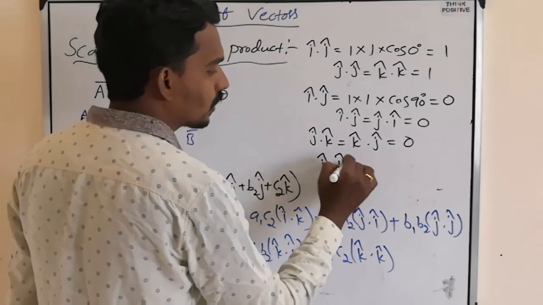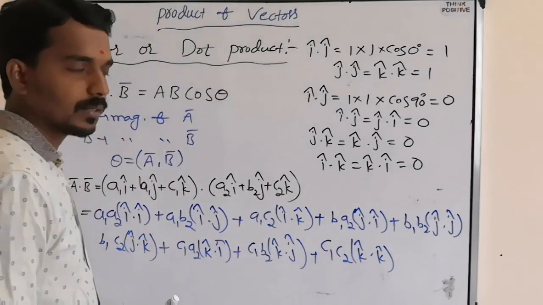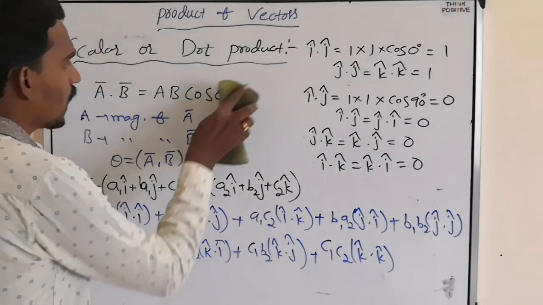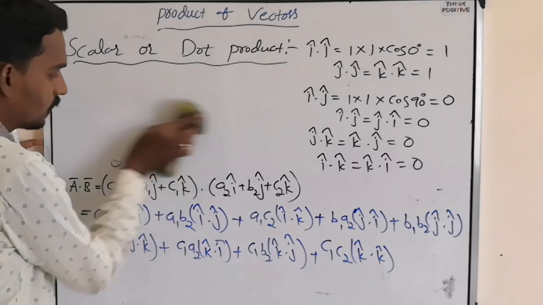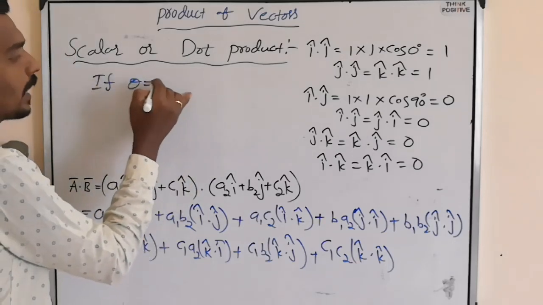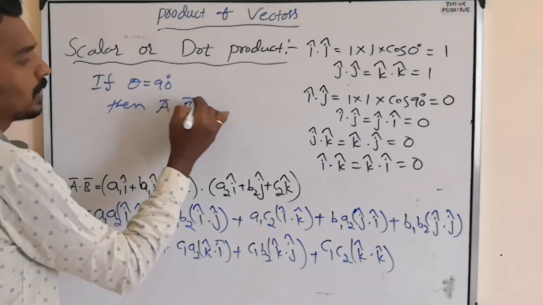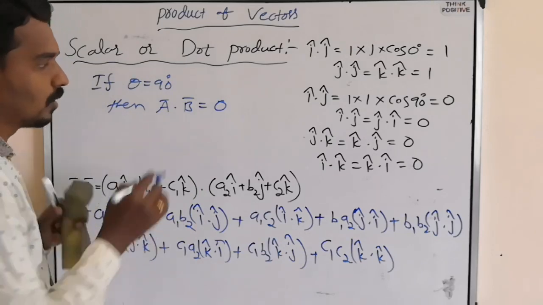Similarly, i dot k or k dot i is also 0. So from this, what I can conclude is, if theta is 90 degrees, then a bar dot b bar equals 0.